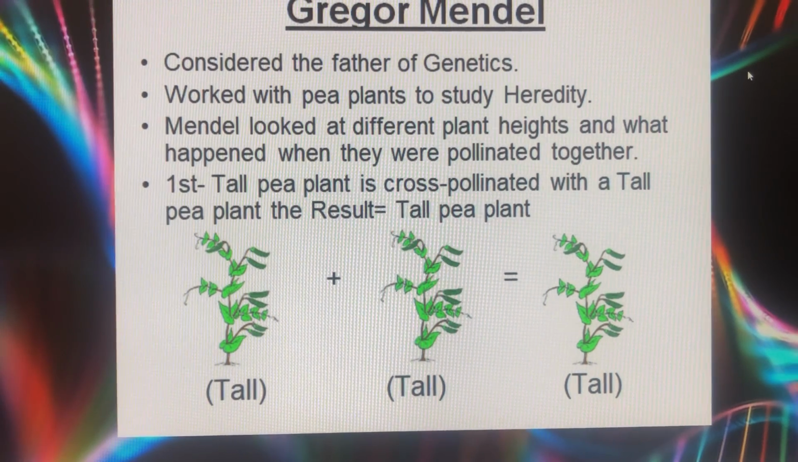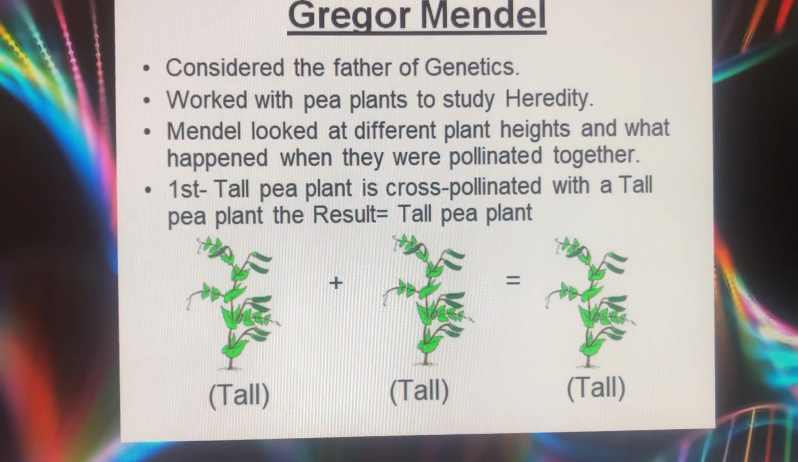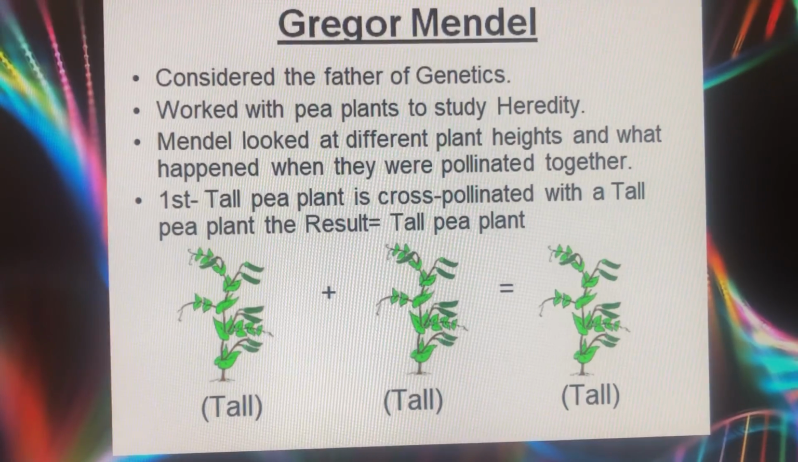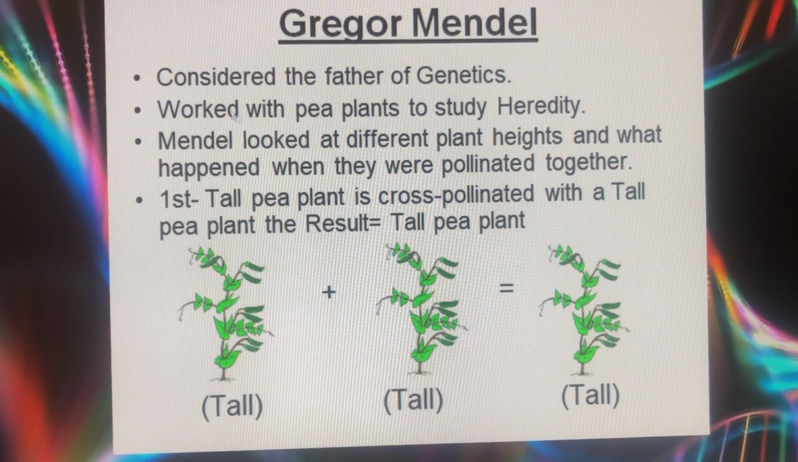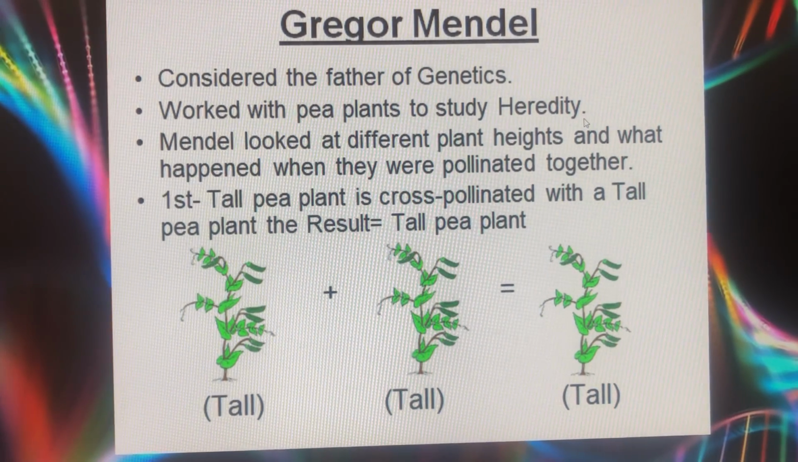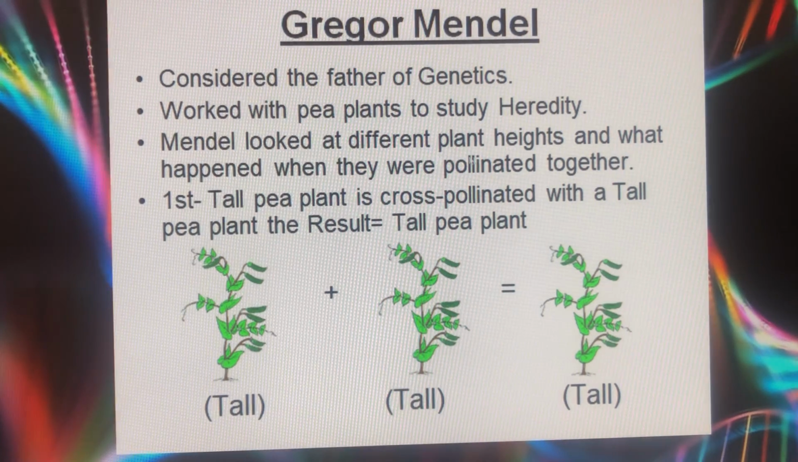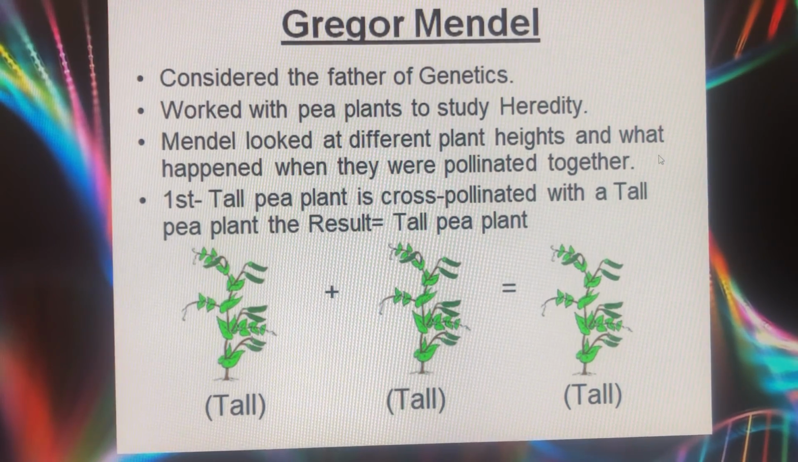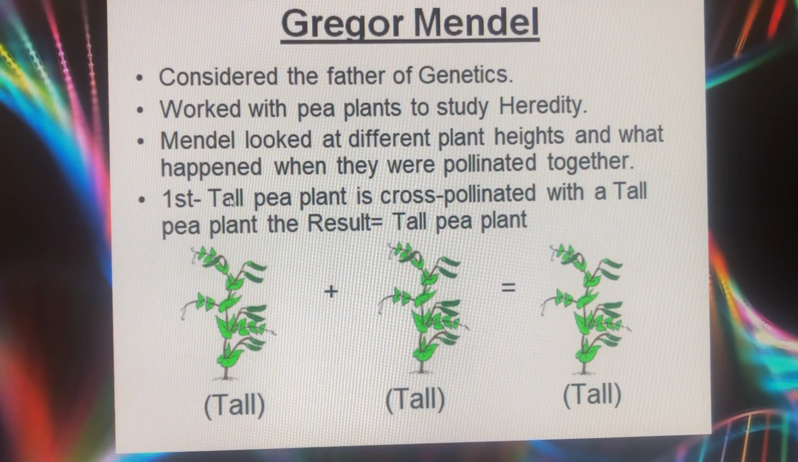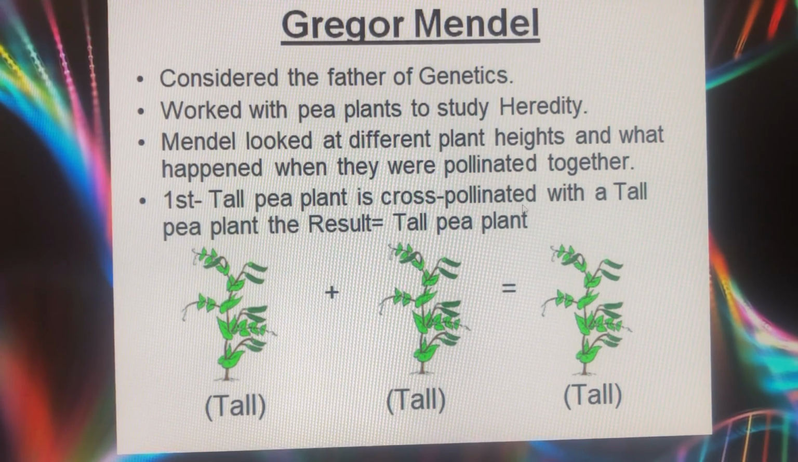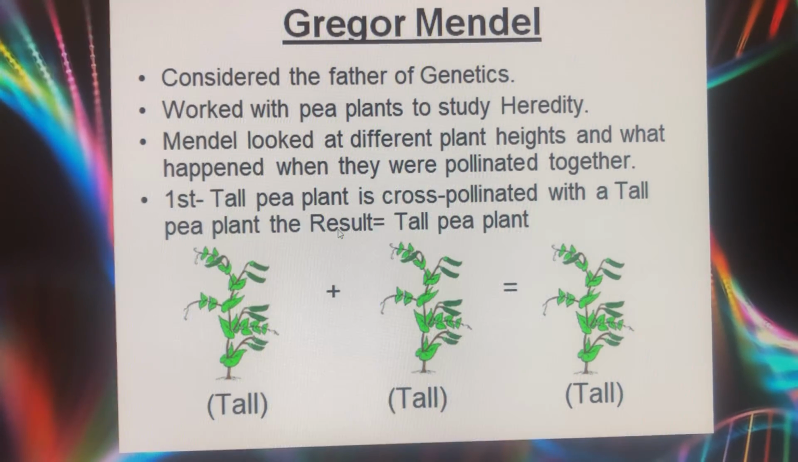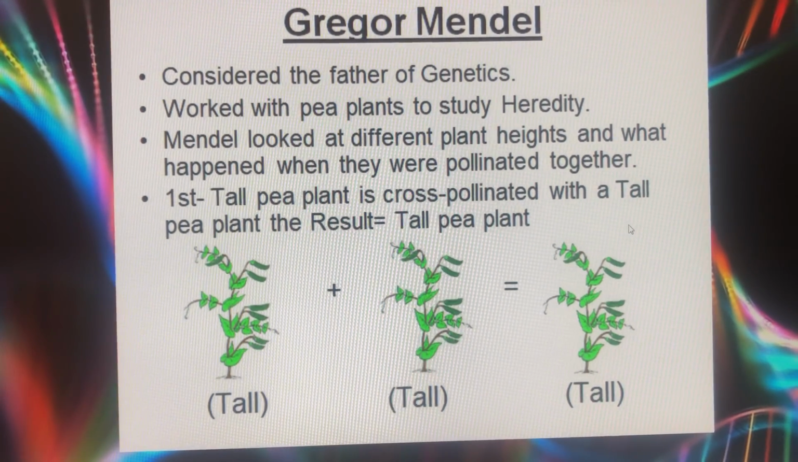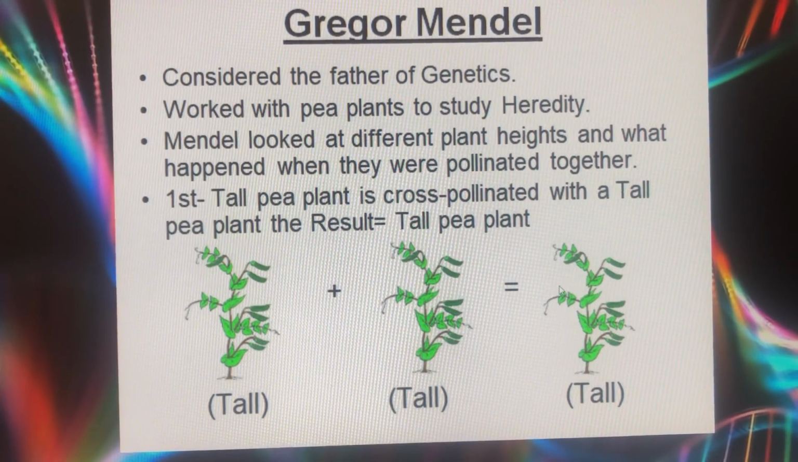Gregor Mendel. Now this is an important scientist here, okay? He is considered the father of genetics. He worked with pea plants to study heredity. Mendel looked at different plant heights and what happened when they were pollinated together. First, he took tall pea plants and cross-pollinated them with another tall pea plant. And the result that he got was that the baby, the offspring plant, would be a tall pea plant.